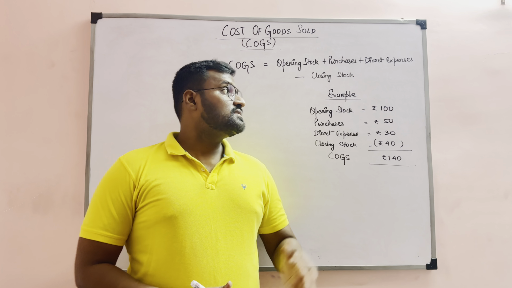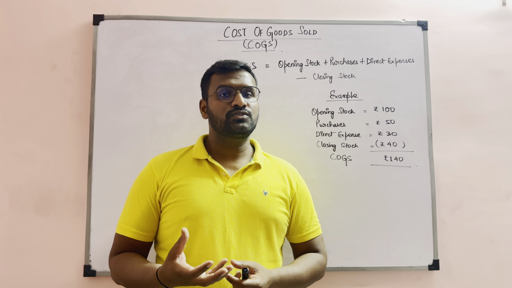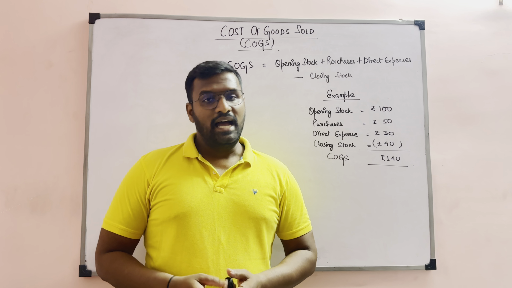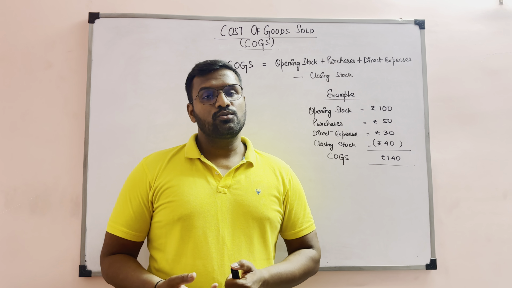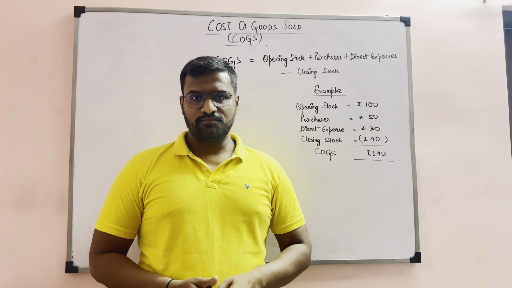Now from that, we subtract the closing stock, trying to show that these are the goods which are not yet sold. And if they are not sold, then we shouldn't be calculating its cost, because if they are not sold, we don't need the cost at that moment. Therefore, to calculate the cost of the goods which are actually being sold, we subtract the closing stock of goods which are not being sold.